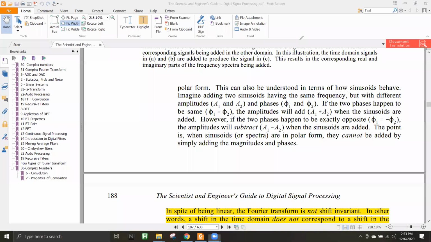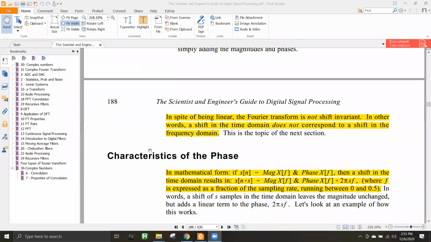Before we move on to characteristics of the phase, there is one thing remaining. In spite of being linear, we have to remember that Fourier transform is not shift invariant. Linearity means that we have the homogeneity property and additivity property, but remember that Fourier transform does not have the shift invariance property. That means shifting the time domain signal does not correspond to a shift in the frequency domain.